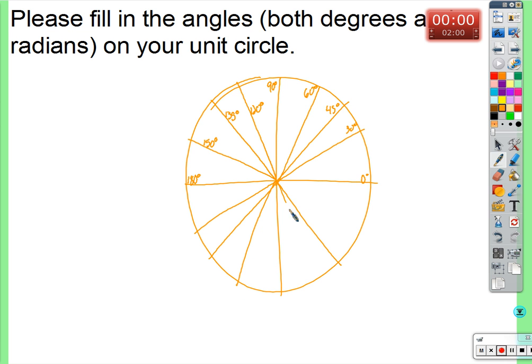Likewise for all of these. So I want you to fill in all of the start of the degrees. Fill in all the degrees. And if you know the degrees, move on to the radians. We filled in some radians in our notes the other day, so you should have access to those.